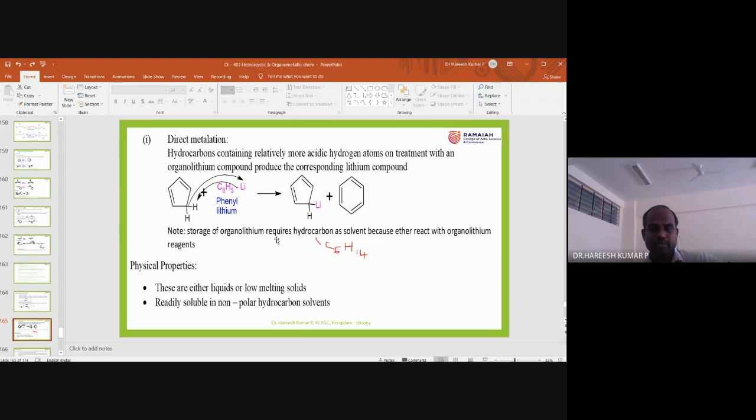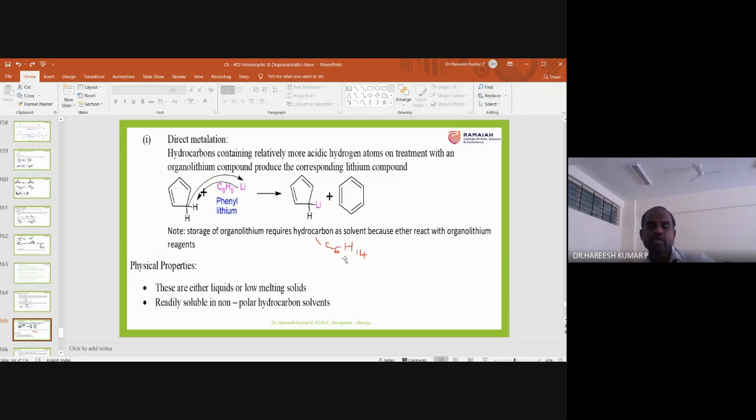Physical properties: these are either liquids or low melting solids. I have seen liquids; butyl lithium is a liquid. They are readily soluble in non-polar hydrocarbon solvents. I think you are aware of polar solvents and non-polar hydrocarbons. Hexane is a non-polar hydrocarbon. Hexane means C6H14. That is one example.